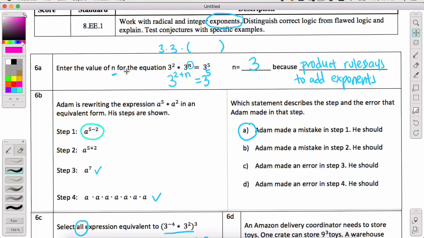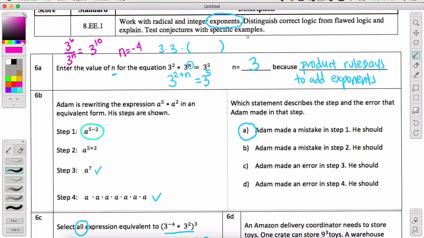So here we go. Enter the value of n for this equation. So I could have given you anything here. We could have given you this, for example, 3 to the 6th over 3 to the n equals 3 to the 10. Let's say that. You'd have to think to yourself, okay, well, what property do I know here? What property of exponents would get me this? So I know that when I'm dividing with a base to some power, I have to subtract my exponents. And we'll talk about why that is in a second. So 6 minus something gets me 10. Well, 6 is smaller than 10, so this would be 6 minus negative 4. So n would be negative 4.